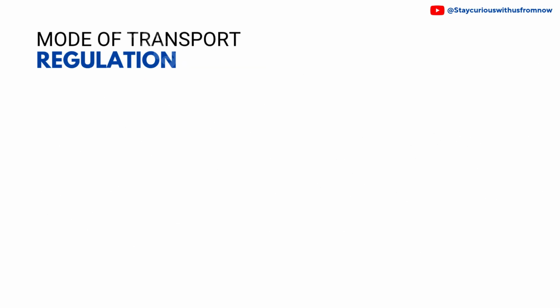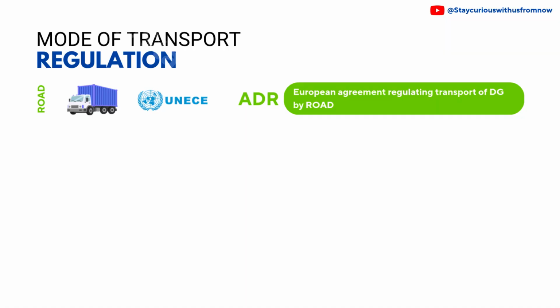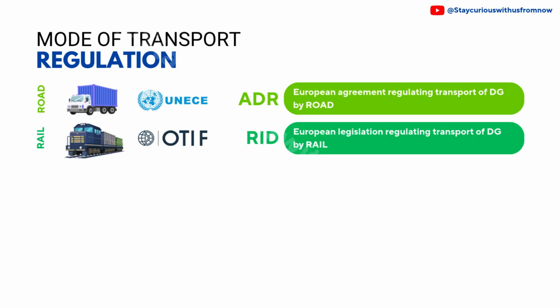Now let's look at how dangerous goods are regulated across different modes of transport. Each mode, road, rail, ocean, inland waterways, and air, has its own international framework to ensure safety and consistency worldwide. For road transport, the key regulation is the ADR, which stands for the European Agreement Concerning the International Carriage of Dangerous Goods by Road. It's managed by the United Nations Economic Commission for Europe, or UNECE. ADR sets out how dangerous goods must be packaged, labeled, and documented when transported by trucks or other road vehicles.